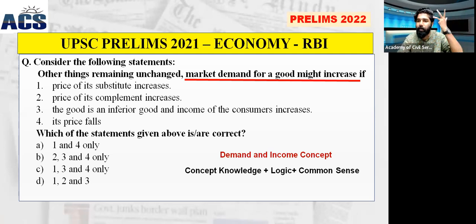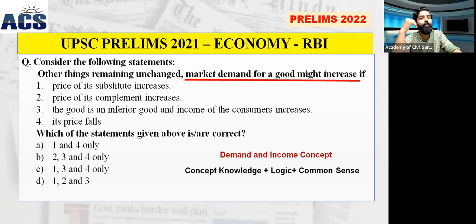Let's go through the statements. The question was: consider the following statements. Other things remaining unchanged, that means everything else is unchanged, only the following factors will be considered. The market demand for a good, that means a good in the market, a commodity or object, might increase. That means demand for a particular good is increasing in which of the following cases.